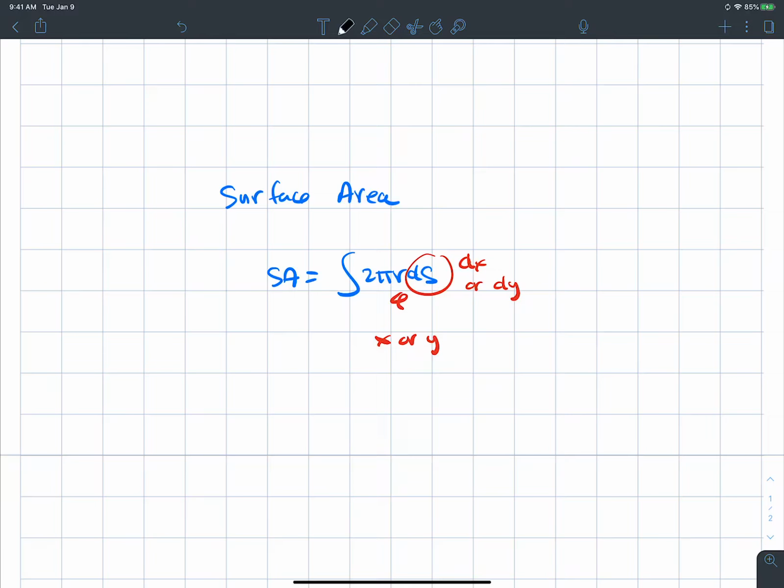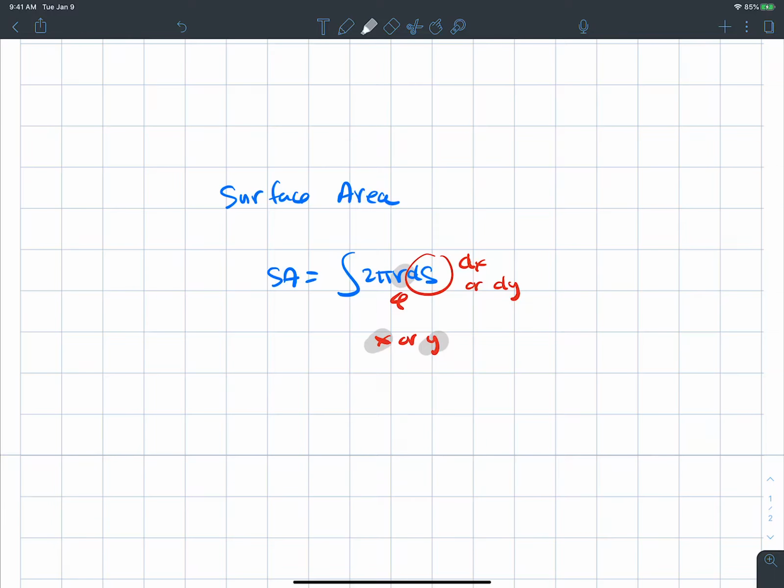Okay, here we go. These are the surface area examples I promised to get to you guys. Some additional questions regarding this formula. And here's what you guys always want to remember: your surface area is 2 pi r ds. The first thing you have to do is determine what your radius is. It's right here, the r value.